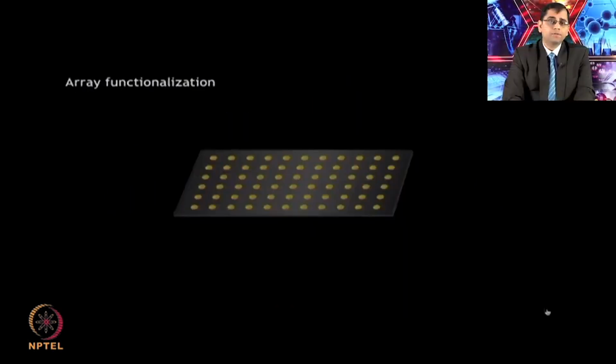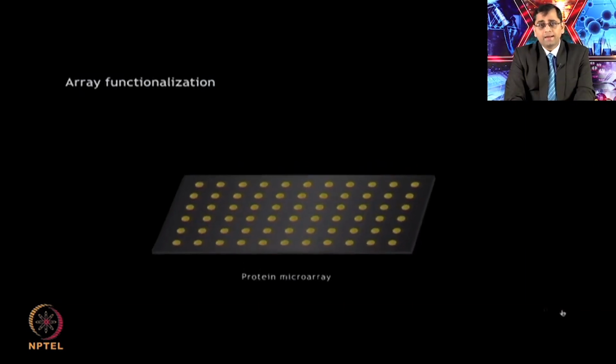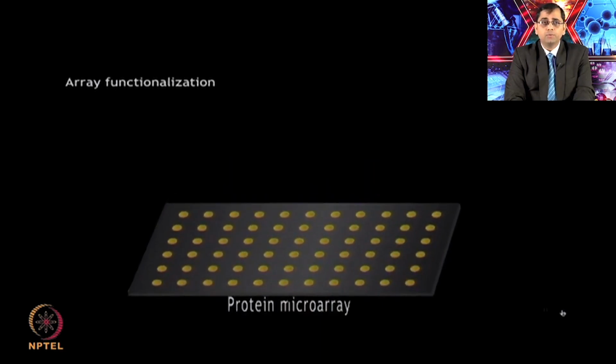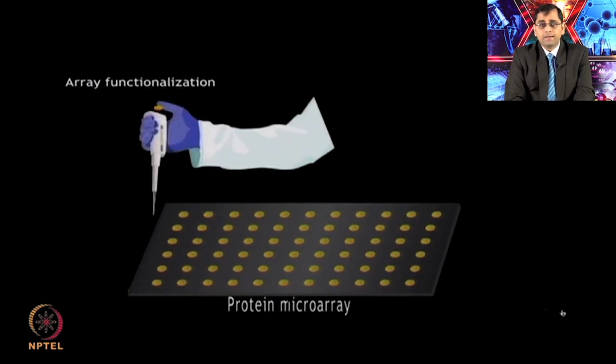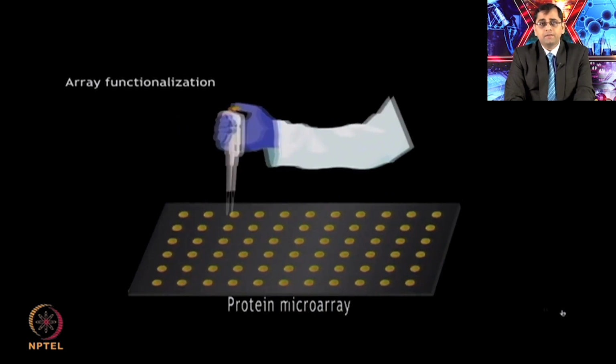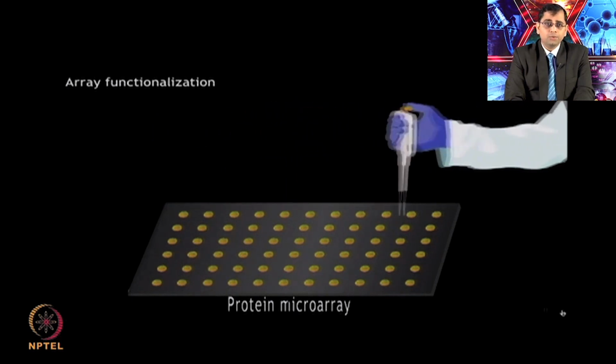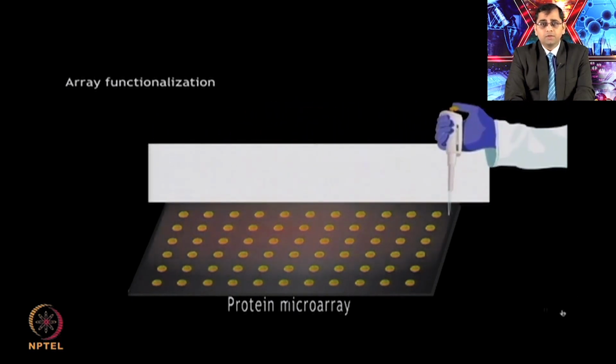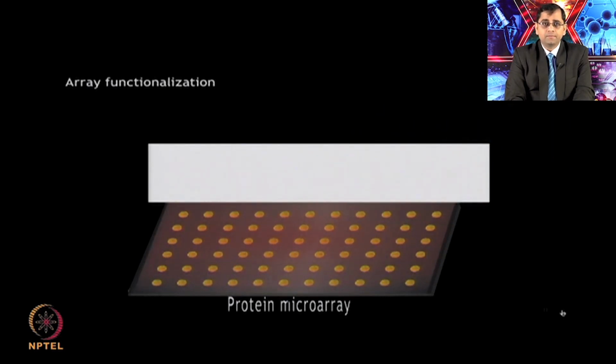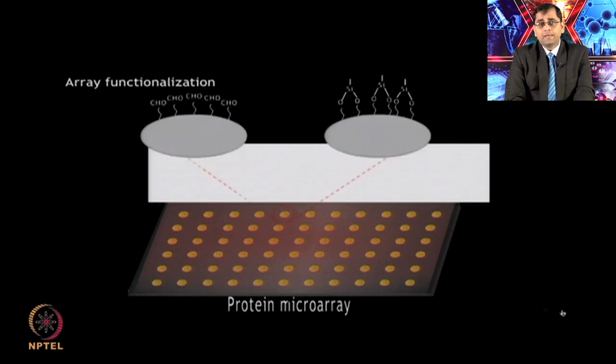The array functionalization. The array surface is functionalized with a suitable chemical reagent that will react with groups present on the protein surface. Aldehyde and silane derivatizations are commonly used as they interact well with amino groups present on the protein surface, resulting in firm capture of the proteins.